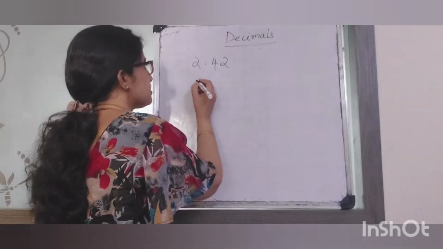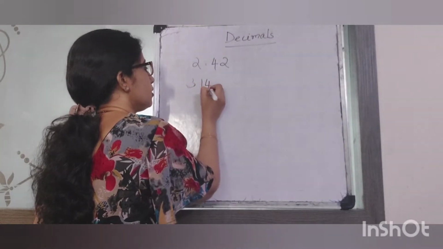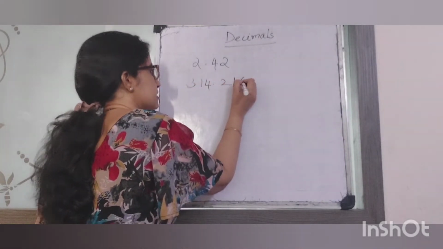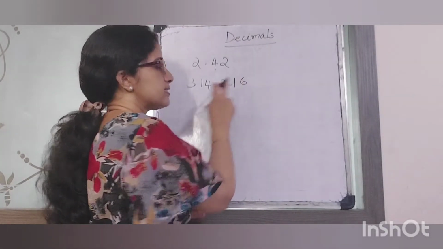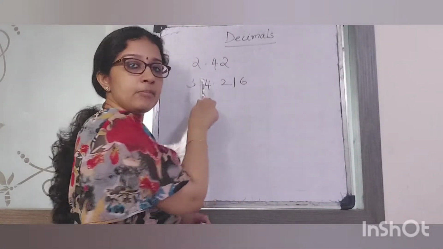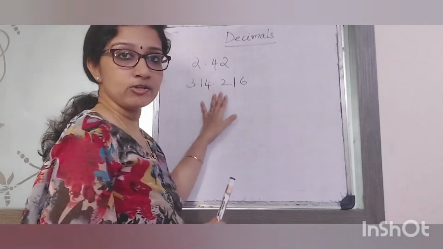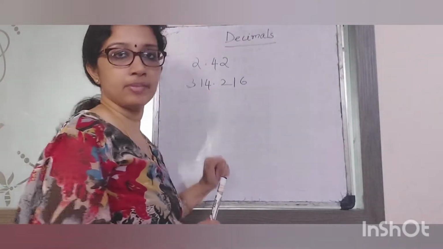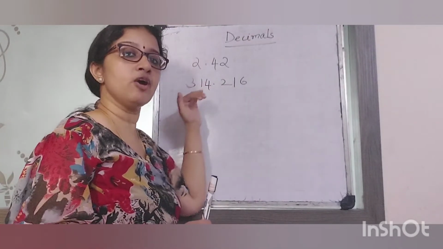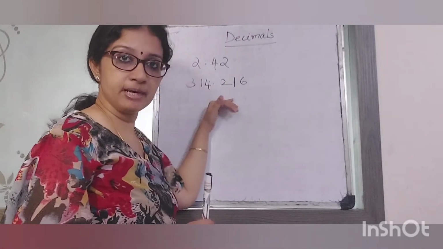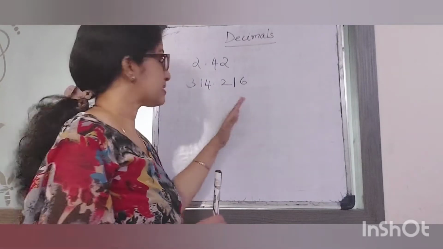Okay? Now we'll see another example. 314.216. Okay? You read it as 314.216. Okay, this is another example of a decimal number. Now we'll see the place values of each and every digit in this number. Each digit has a place value, right? Just as in our whole numbers, in a decimal number also each digit has a place value. Okay, let's see the place value.